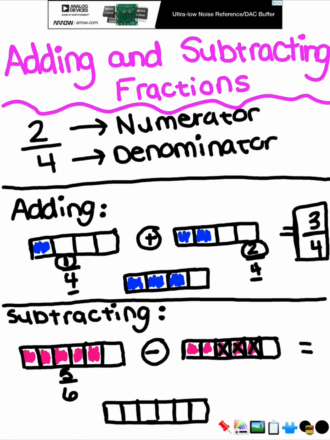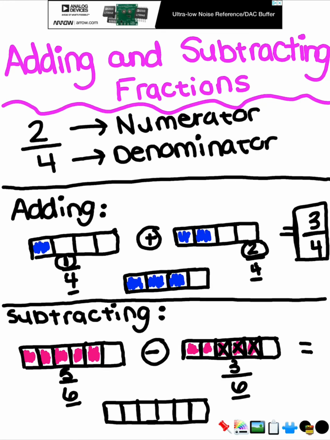So what do you think those X's on those pieces mean? Good, that we're taking them away. So how many were taken away? 3, 6. Because there are still 6 equal pieces. So now I am going to subtract 5/6 minus 3/6.